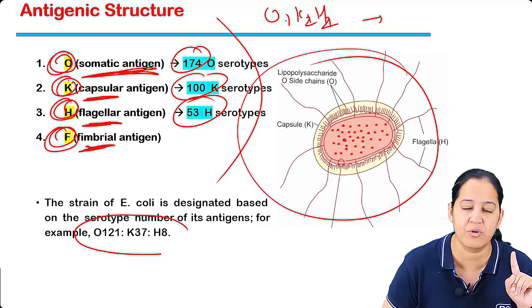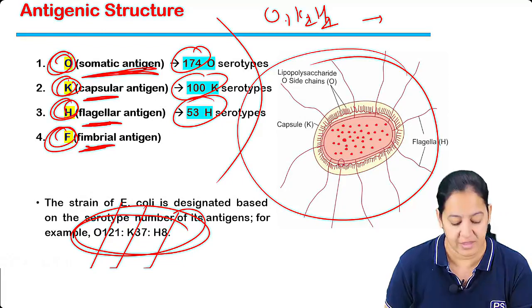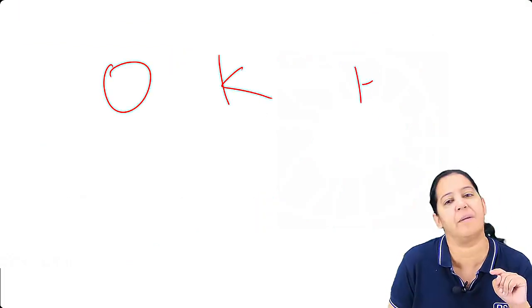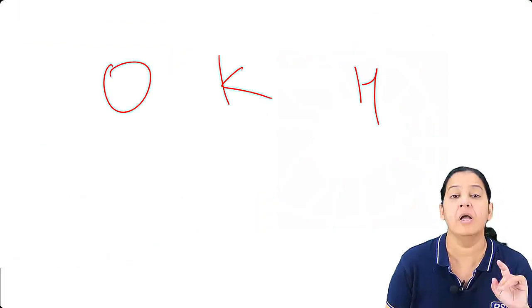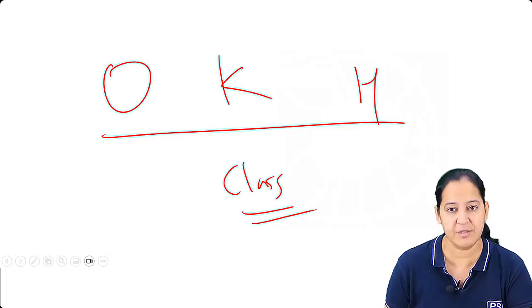So the final serotype is written like this. What is the number of O? What is the number of K? What is the number of H? There are many O, many K, many H. The types of F are not known. So based on this we do the classification of E. coli. Did you understand? Yes.